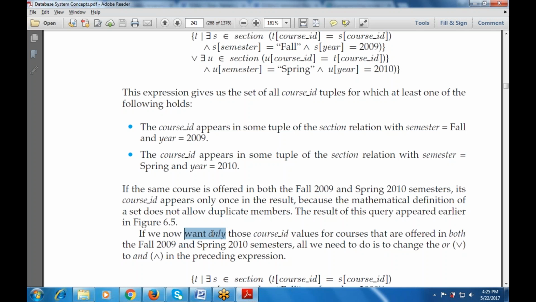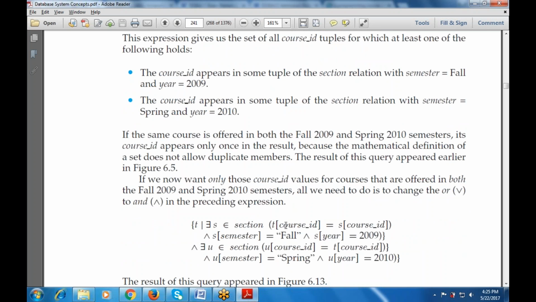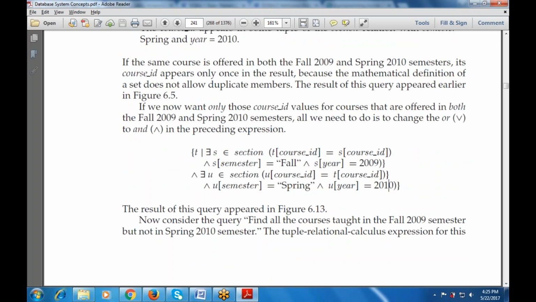Now, if we want only those course ID values for courses that are offered in both the fall 2009 and the spring 2010 semester, we need to change the OR to AND in the preceding example. There exists S in section with course ID, semester fall, year 2009, and there exists another section with course ID, semester spring, and the year equals 2010. The result of this query appears in figure 6.13.